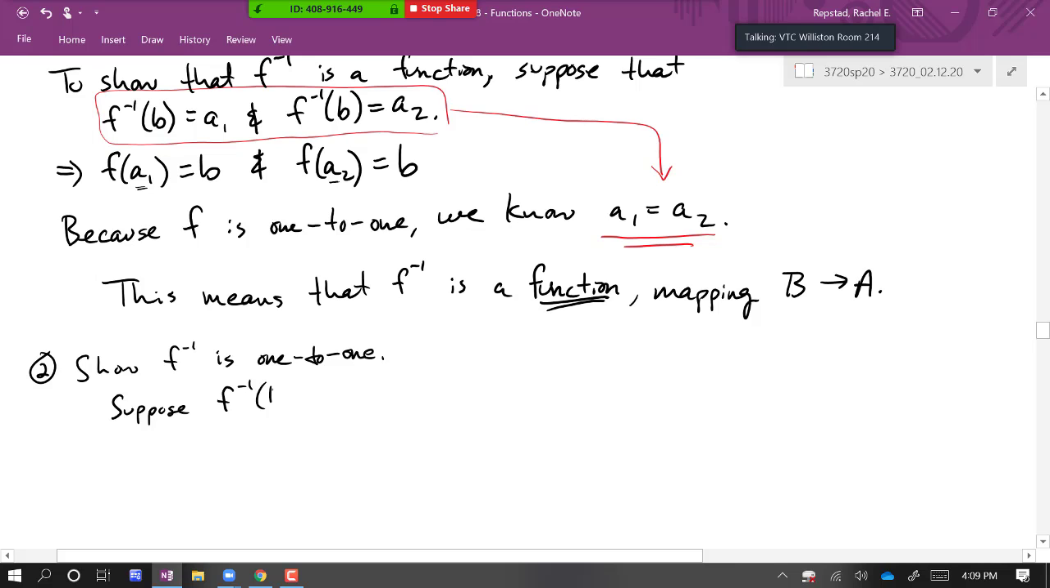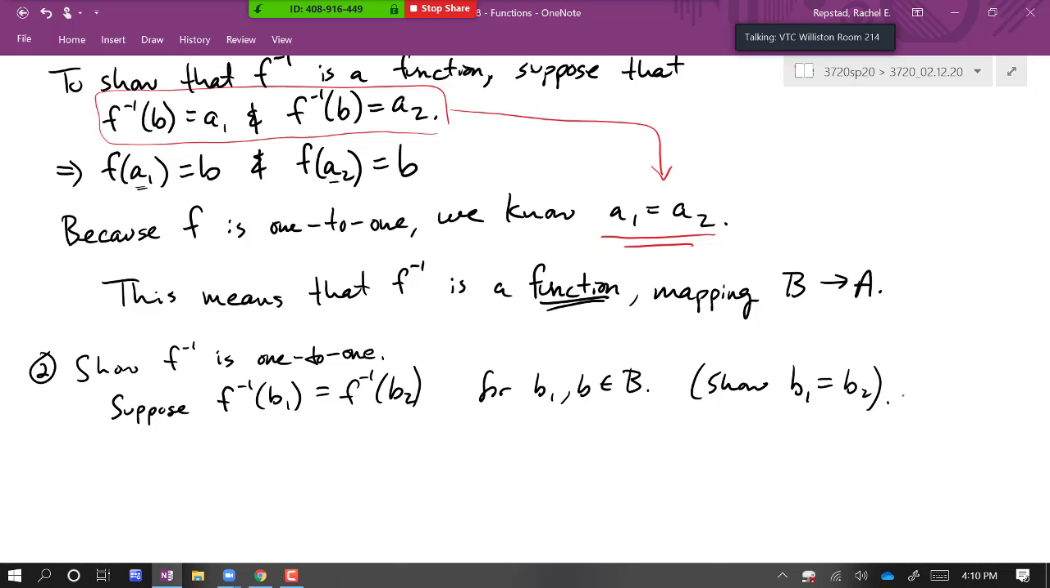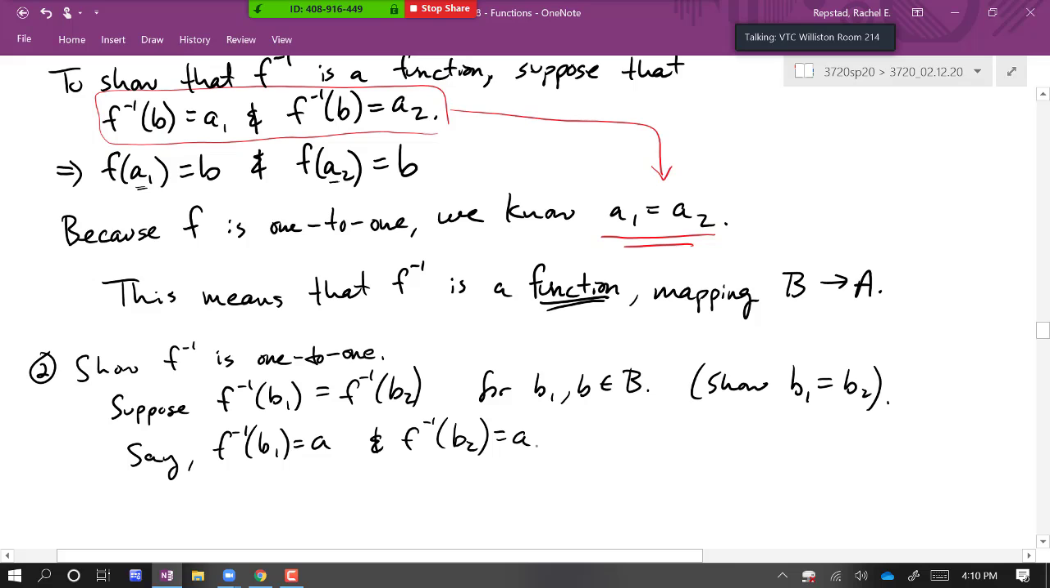that F inverse of B1 is equal to F inverse of B2 for elements B1 and B2 in the set B. We're going to show B1 is in fact equal to B2. So F inverse of B1, like F inverse maps from B into A, so F inverse of B1 is some element in A. Let's suppose these guys both map to an element, I'll just call it A. So let's say F inverse of B1 is equal to A, and F inverse of B2 also equal to A, right? We're supposing they have the same output.